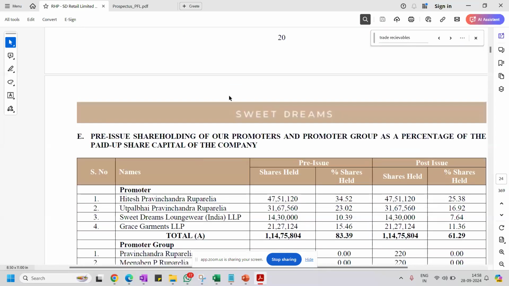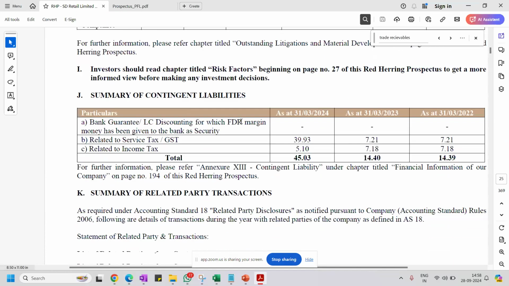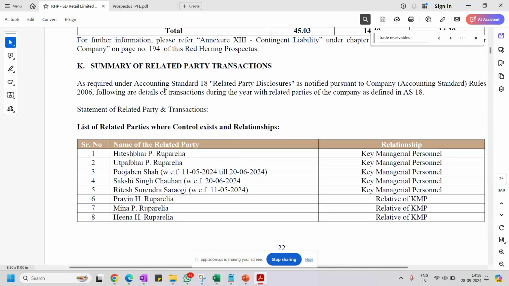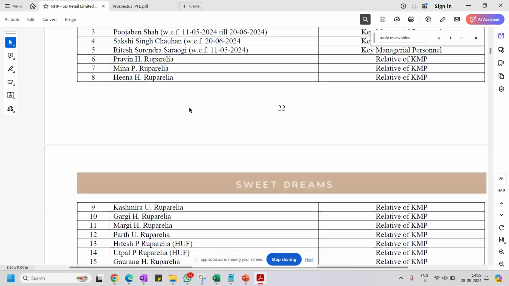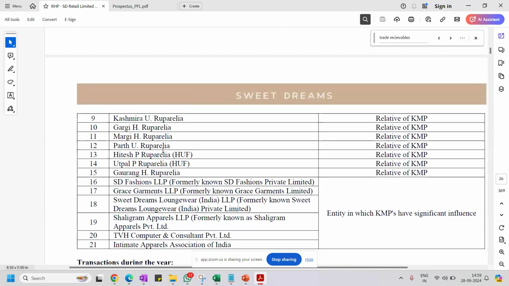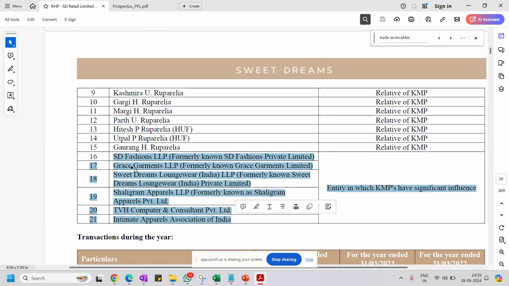So if you go into the summary of a document in the initial pages, you'll be able to see related party transactions, where you can see which are the key managerial persons as well as the group entity. So you can see earlier all the names and relatives of the promoter, and you can see the names of the companies where the promoter or the director or the KMPs have a significant stake.